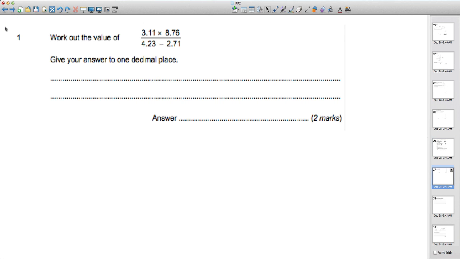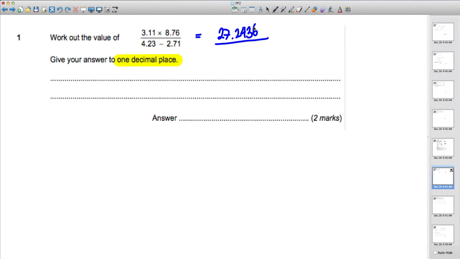Right, first question. Work out the value of the following. Give your answer to one decimal place. The trick with these is to make sure you work out the top first and the bottom and then you divide them. If you do anything else, you're probably going to make a mistake unless you use brackets on your calculator. So I would do 3.11 times 8.76 on top.